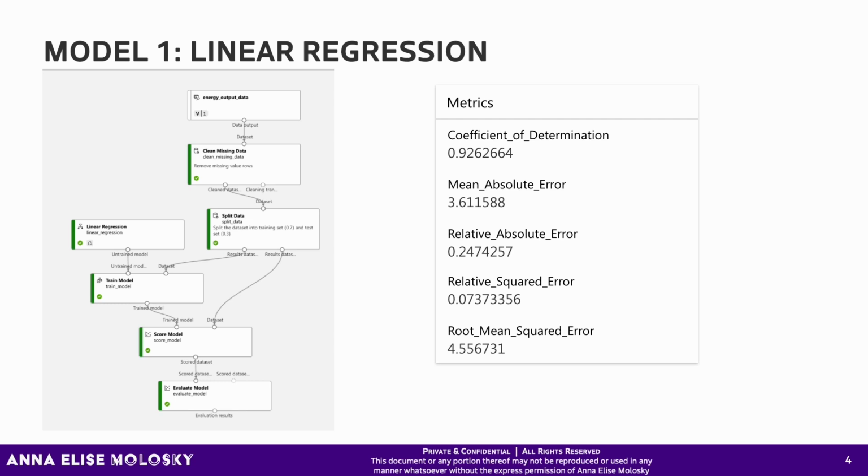I have a train model step, where it's taking the training data, a score model step, where it's taking some of that data, as well as the evaluation, which is taking in more of that validation data. So the tool outputs the metrics and many different kinds of values. This one seems okay, pretty good, about 93% fit, given the coefficient of determination.